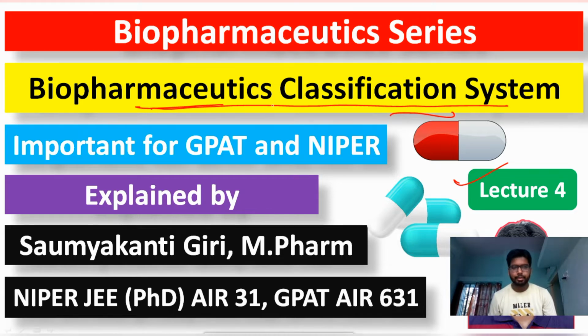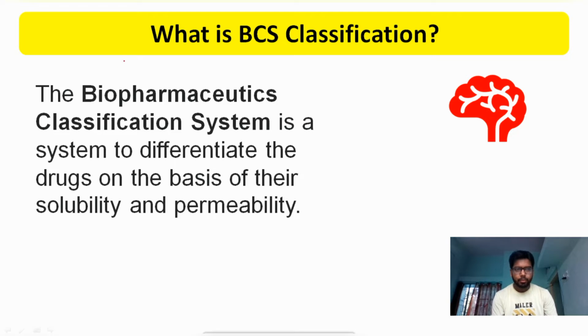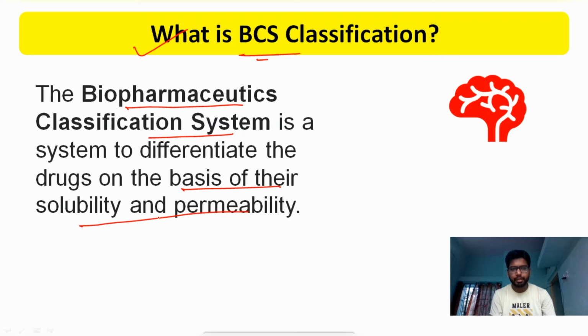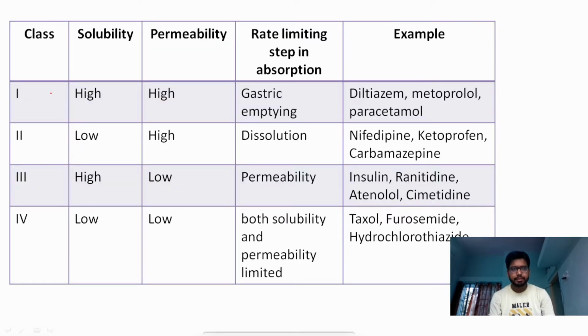So let's start. What is the BCS classification system? It is very important. It is a classification system on the basis of solubility and permeability. There are class 1, class 2, class 3, and class 4. Here, solubility and permeability are the two parameters, and there are examples.